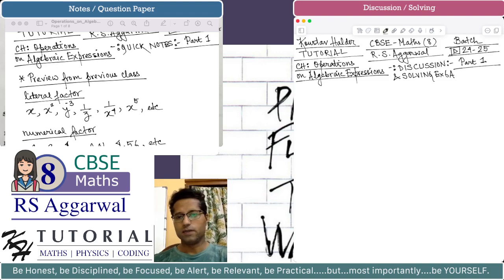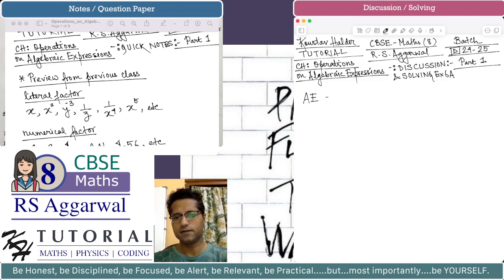So you all know what algebraic expressions are. An algebraic expression consists of a few terms, where the terms are connected by addition or subtraction. I am writing AE in short for algebraic expressions. Let me quickly check whether everything is visible or not. Okay, so AE stands for algebraic expressions.